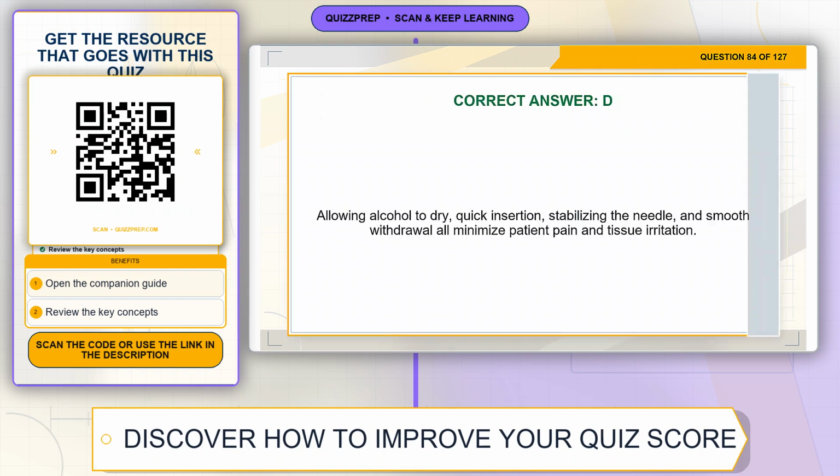Explanation. Allowing alcohol to dry, quick insertion, stabilizing the needle, and smooth withdrawal all minimize patient pain and tissue irritation.